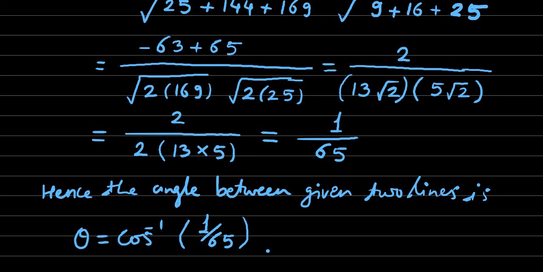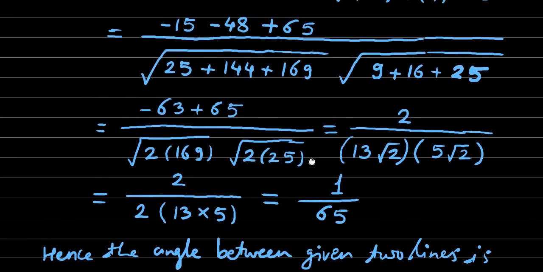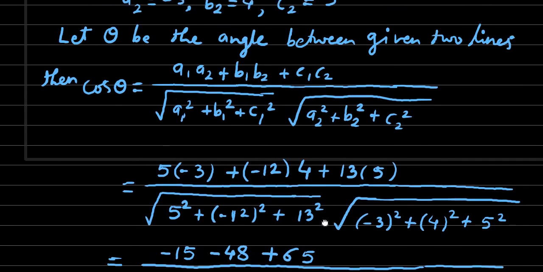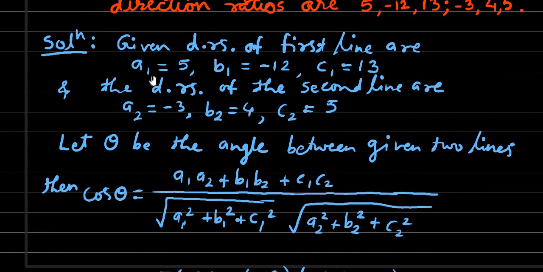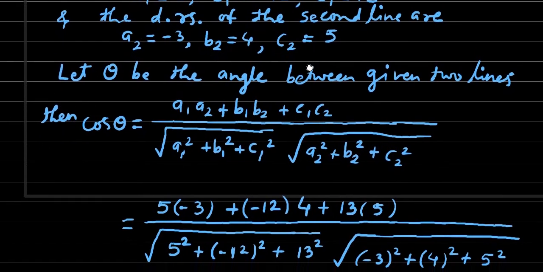So here in this example, the direction ratios of the two lines were given to us and the angle between them was asked. So for that purpose, first of all, we have denoted the direction ratios of the first line by A1, B1, C1, and the direction ratios of the second line by A2, B2, C2. Then we have written the formula for the angle between two lines as cos theta equal to A1 A2 plus B1 B2 plus C1 C2 divided by square root of A1 square plus B1 square plus C1 square into square root of A2 square plus B2 square plus C2 square.